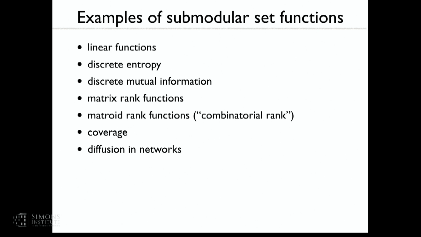And very similarly, diffusion in networks. So if I pick some seed nodes in a network and I see how information spreads, and I look at the area or the nodes that I've covered in expectation, like a randomized cover, that also has the submodularity property.